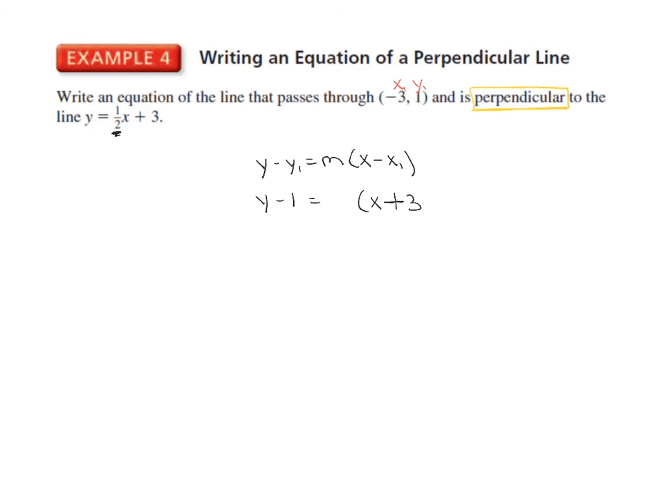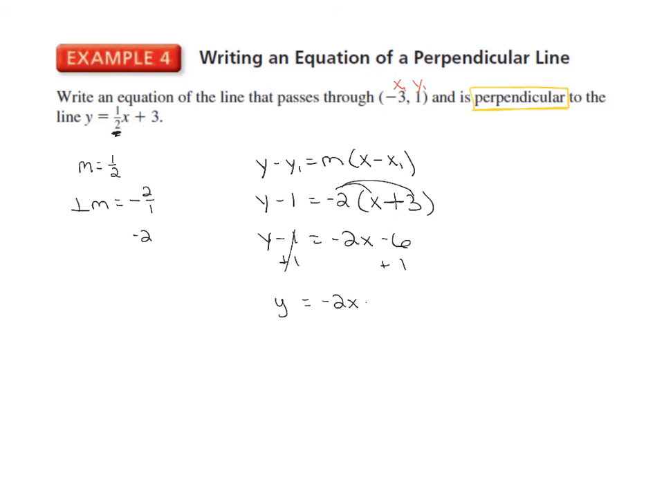Now when it was parallel, I just took that 1/2 and wrote it down. Okay, but remember it says perpendicular, so I need to make my slope the opposite reciprocal. So positive 1/2, that becomes negative. Flip the fraction upside down, I get 2 over 1, which is just the same as negative 2. So I plug negative 2 in for my slope, and then I can distribute and add 1 to both sides, and I get that y equals negative 2x minus 5.